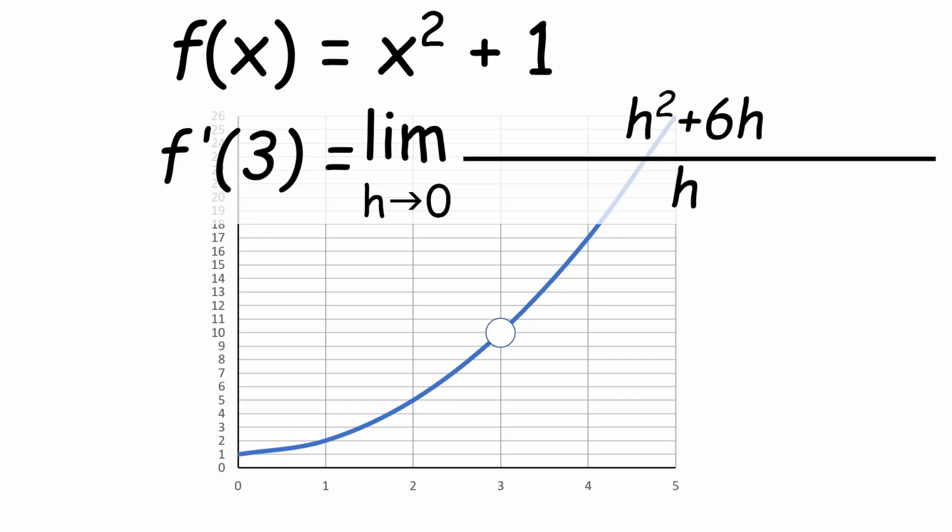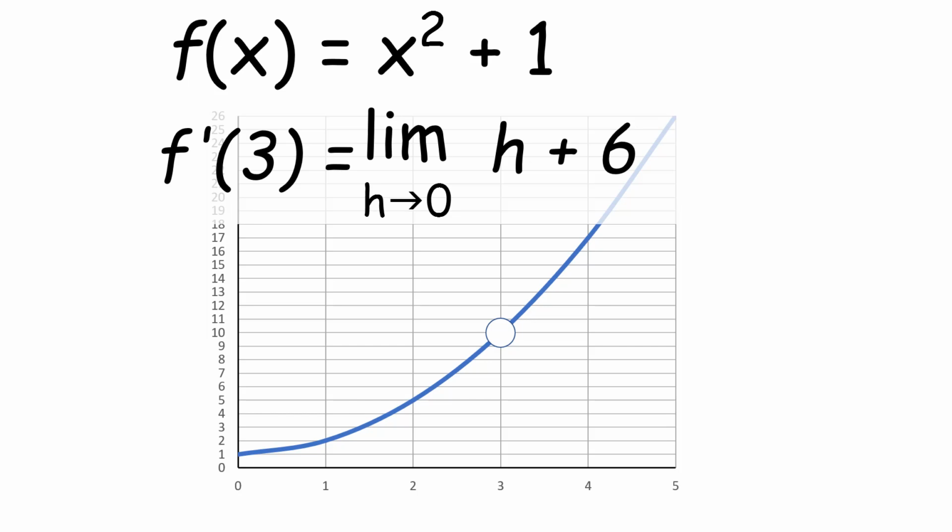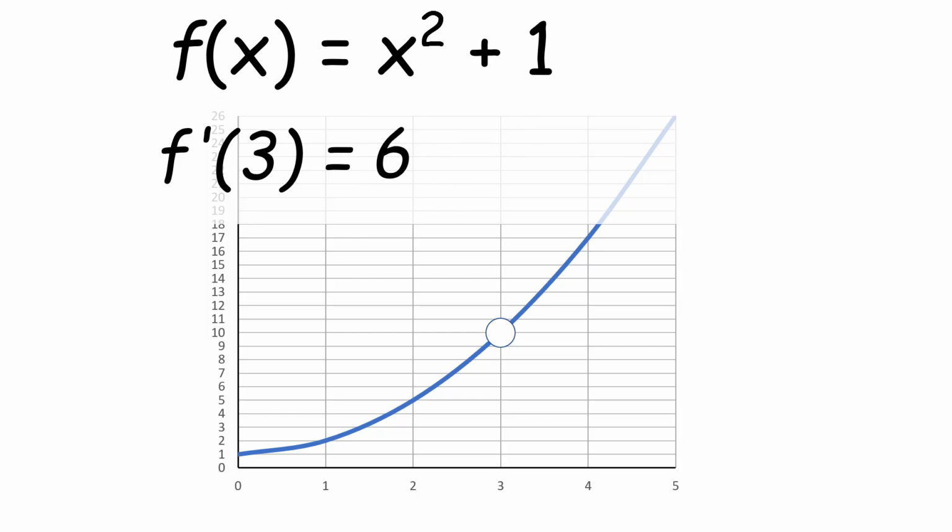Well, h squared divided by h is just h, and 6h divided by h is 6, so our limit as h approaches 0 is h plus 6. And of course if h is 0, then our derivative for f of 3 is simply 6. So the slope at the point where x is 3 is 6.